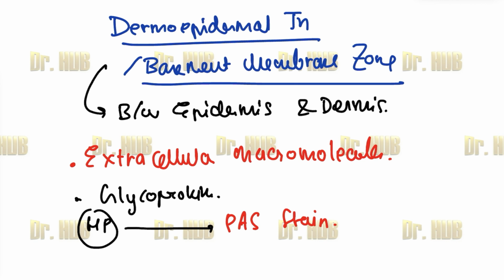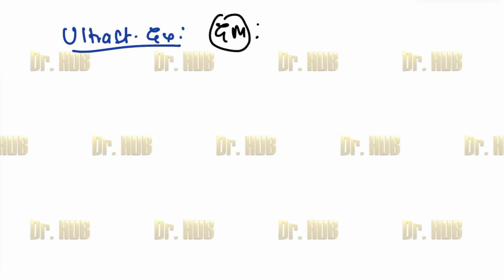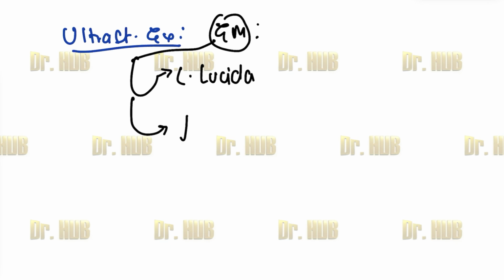Next, moving on to ultrastructural examination, that is electron microscopy, EM. It shows two different layers with different optical densities: the first one being the lamina lucida and the next one being the lamina densa.